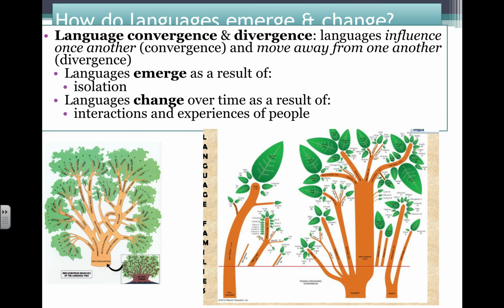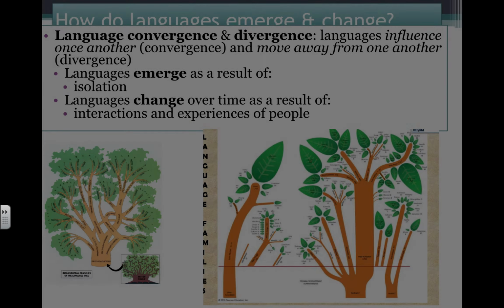So this is a real building block, and this is a continuation of our discussion on acculturation and assimilation and the way in which cultures interact with each other. Languages can influence one another, that's our convergence piece. And languages can also move away from one another and become increasingly divergent. That helps us understand what you're looking at on the bottom of the screen here, what are known as language trees and language families.